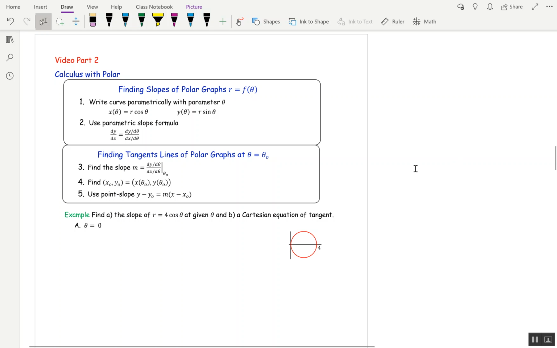This is the second part of the 11.41 lecture notes, Calculus with Polar Curves. All right, so here are the steps for finding slopes of polar graphs.